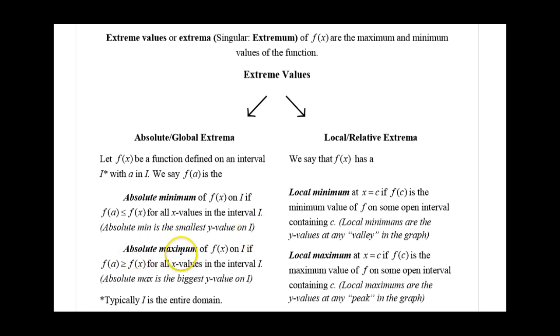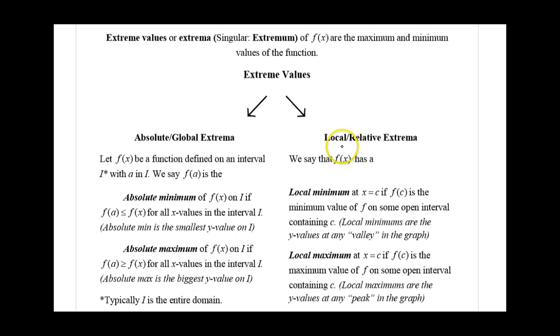And then the absolute maximum is, well, the opposite. So the absolute maximum of f of x on I is this value f of a, where now f of a has to be greater than or equal to all the other function values for any x value in that interval we choose. So the absolute maximum is the biggest y value on the interval I. So informally, absolute minimum, smallest y value, absolute maximum, biggest y value on the entire interval. And sometimes that interval is smaller than the domain, sometimes it's the entire domain.